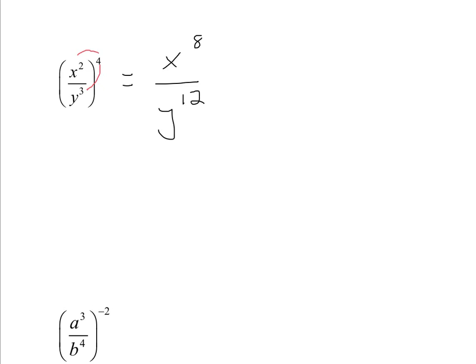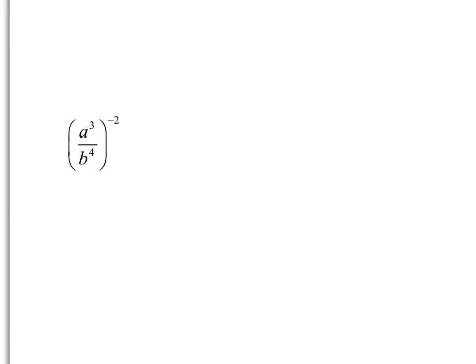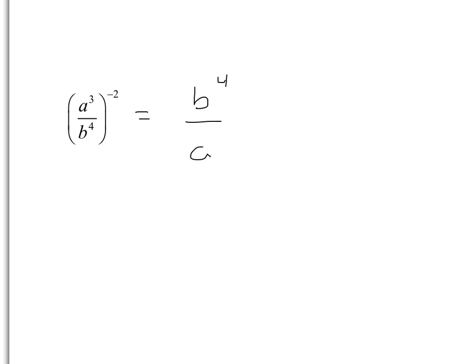If you're raising the whole thing to a negative exponent, remember, a negative exponent means you move the denominator to the numerator or the numerator to the denominator. So I'm going to rewrite this as b to the 4th over a to the 3rd because I flipped them. Then I'm going to go ahead and make that exponent positive. So that's going to turn into b to the 8th over a to the 6th.